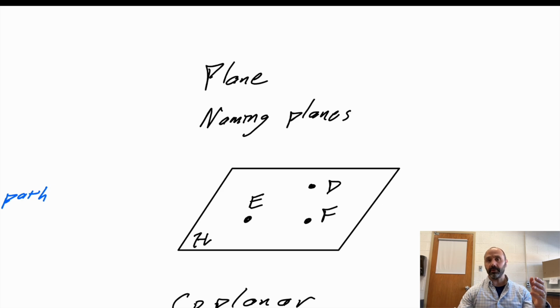Now, a plane. This is the third undefined term. And we can think of it as a surface that goes on in all directions infinitely. Surface in all directions.